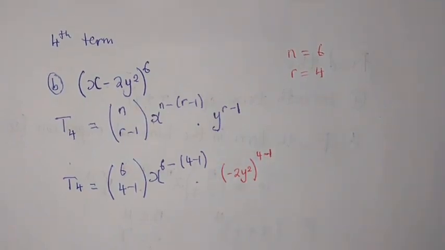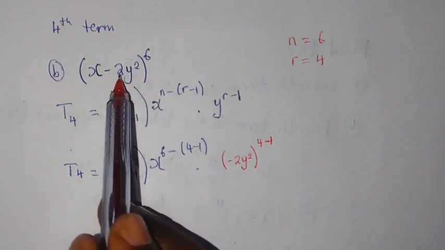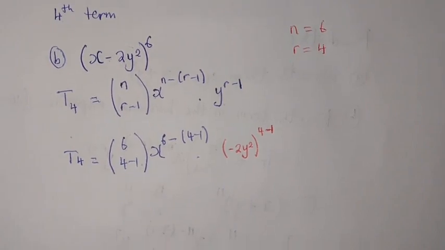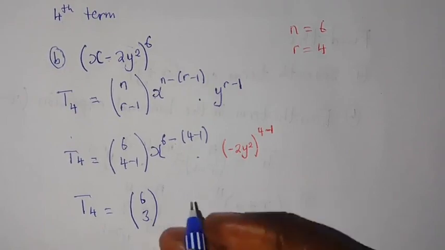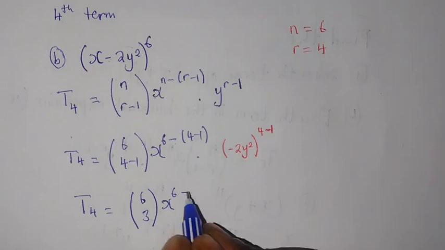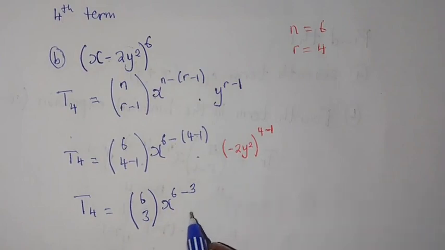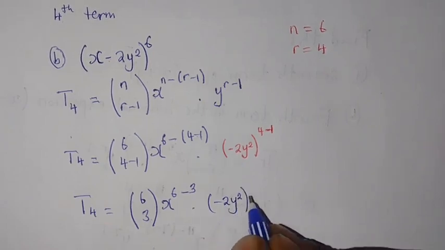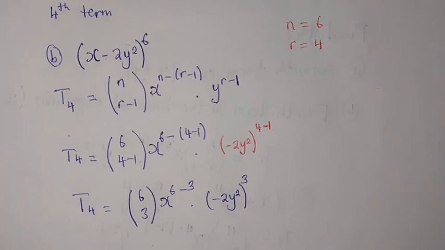So this is very, very important for you to take note of on this part right here, especially there is a negative here and there is a coefficient of 2 and y squared. Very important. Okay, so from here, what are we going to do? We're going to write term 4 equal to 6 combine 3, then x power 6 minus 4 minus 1 gives us a 3. Then this one times negative 2y power 2 raised to the power of 3, because 4 minus 1 is a 3.